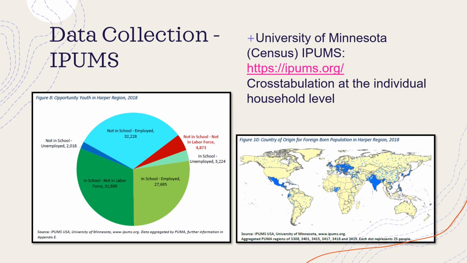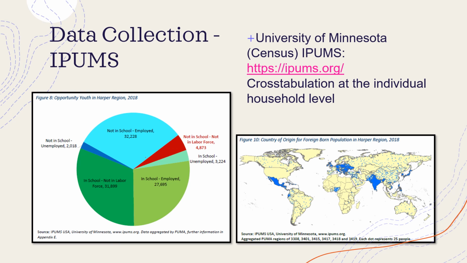And not all crosstabs are available at the census site because everything that they publish is predetermined tables. So what they have done is they're paying the University of Minnesota to publish the IPUMS data in freeform. So what that means is you can actually get these crosstabs at the individual household level that are then aggregated back up to what they call a PUMA region.